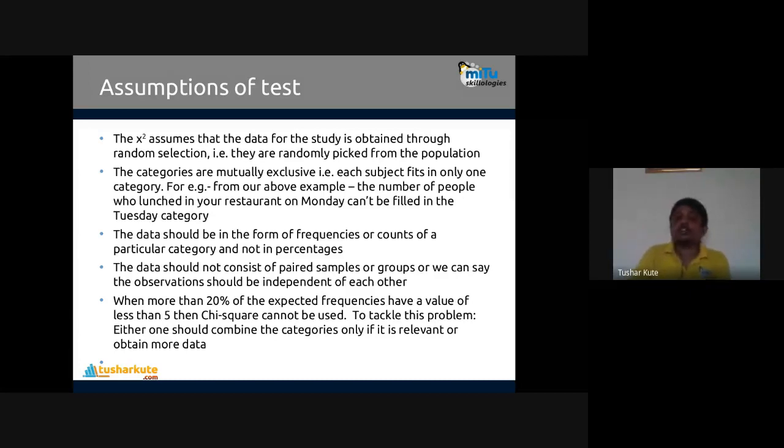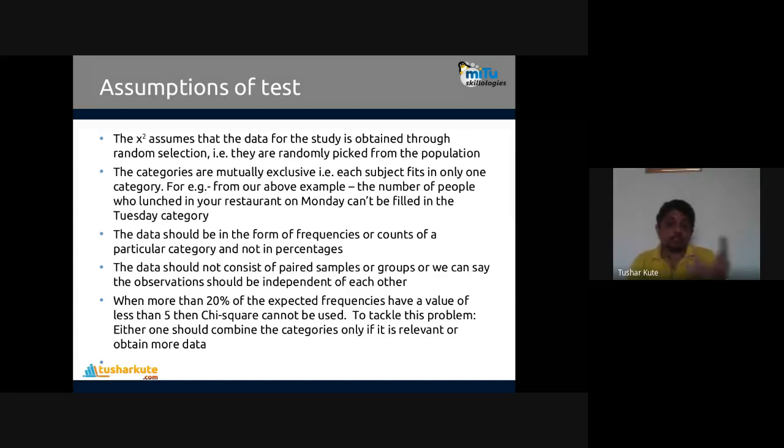Fourth one, data should not consist of paired samples or groups. Or we can say that the observations should be independent of each other. Observations should be independent of each other. Almost every test contains this kind of assumption. And the last one: if more than 20% of expected frequencies have a value less than 5, then chi-square cannot be used.